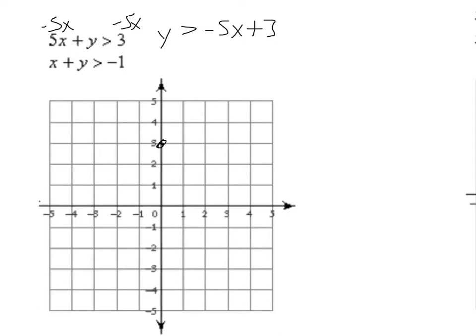I have a y-intercept of 3. I have a slope of negative 5 over 1, so down 5 to the right 1. I look at the inequality. There is no line under it, so it's dotted. It is a greater than symbol, so I shade above.